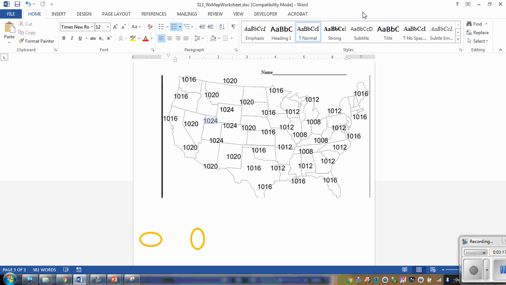Maybe about 10 more seconds. So we have groupings of areas in this one. We have our areas of highest air pressure, right? We've got this 1024. So you should have circled any of those that were in there. And as we look at our areas of lowest pressure, once again, we have another grouping down here in the 1008.